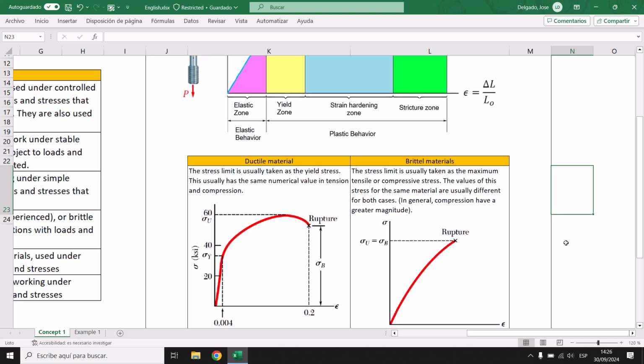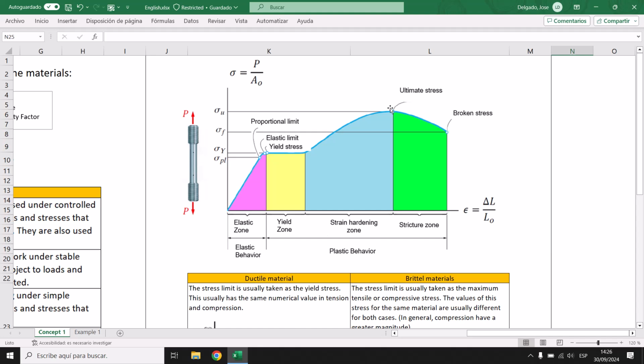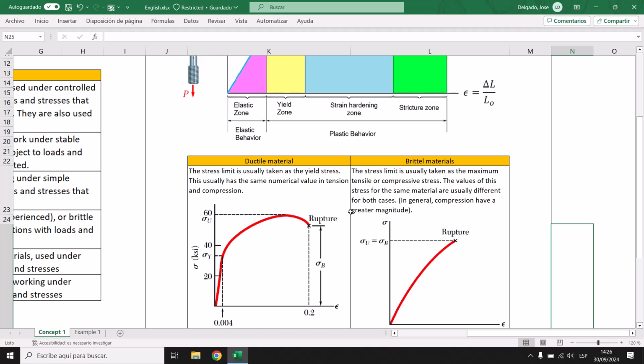Well, as you can see here, it's a different scenario for brittle materials. The ultimate stress is equal to the broken stress. So as you can see, it's equal. So this point and this point are the same. We don't have this like here.